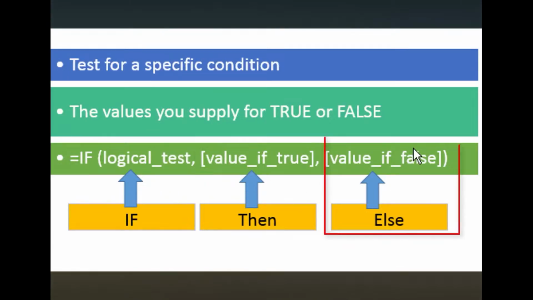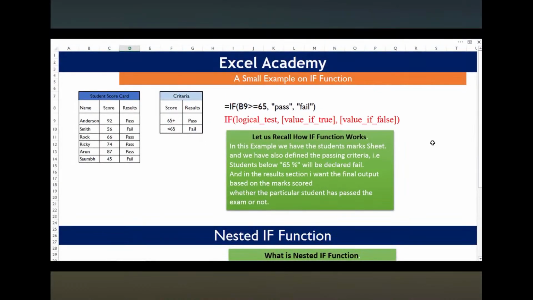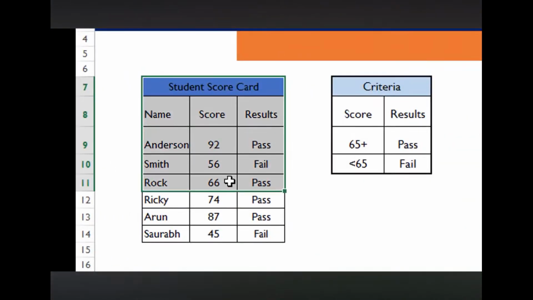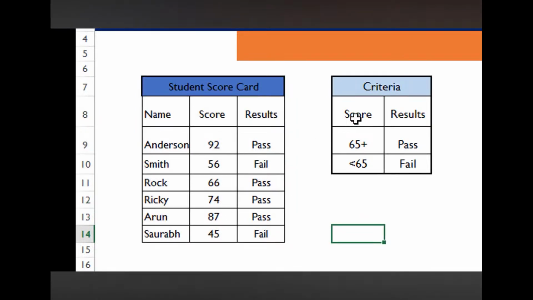If it is false, then you want this value. So this is if, then, else. Now we will see a small example on how to use the Excel IF function, then we will proceed to the nested IF function. Here we have a small data set based on a student scorecard, and you can see that we have also defined a criteria for passing marks.